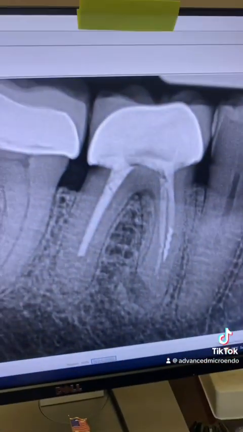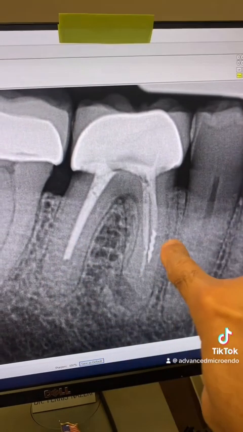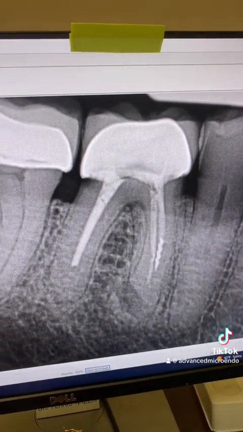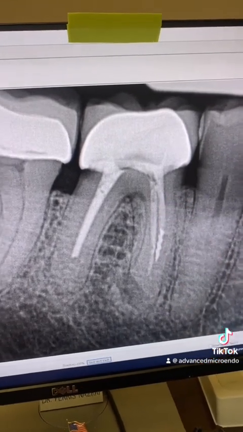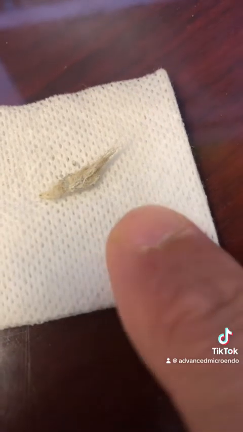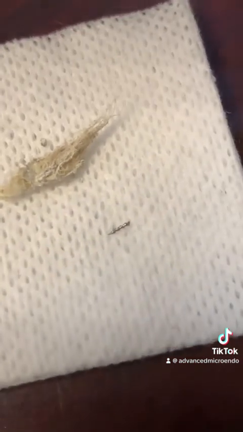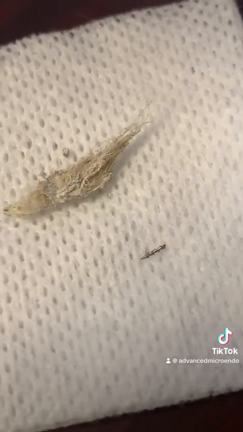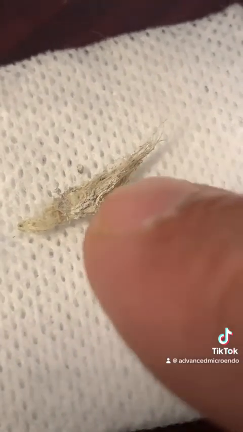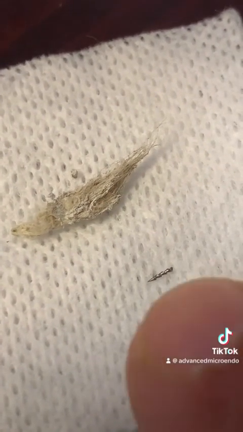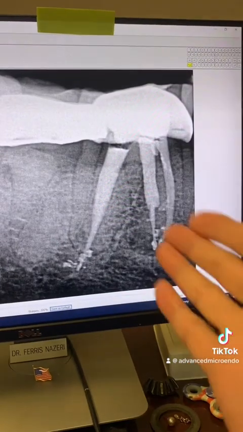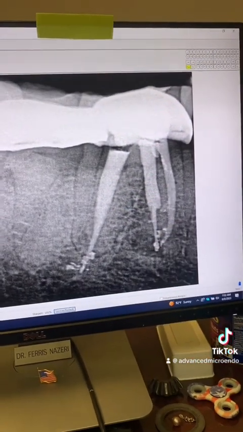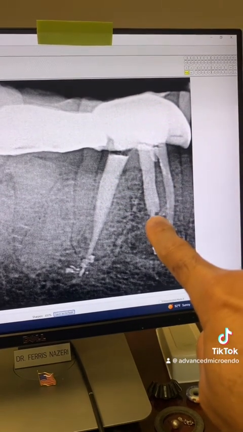All right, so I removed all the gutta percha. The broken file was in the mesiobuccal canal. I removed the broken file, and take a look here. That is the actual broken file right there. That's the cotton pellet that I removed, and the broken file right there. And here's the post-op.